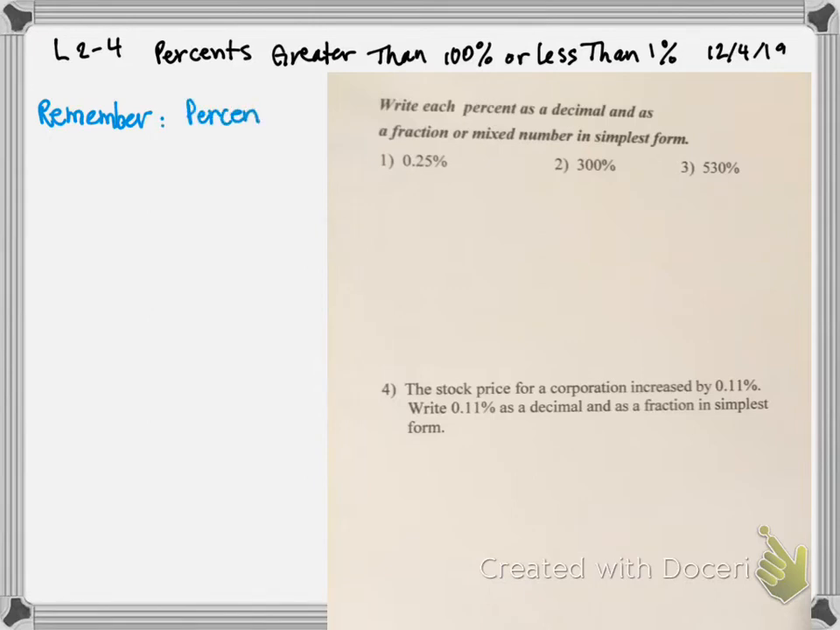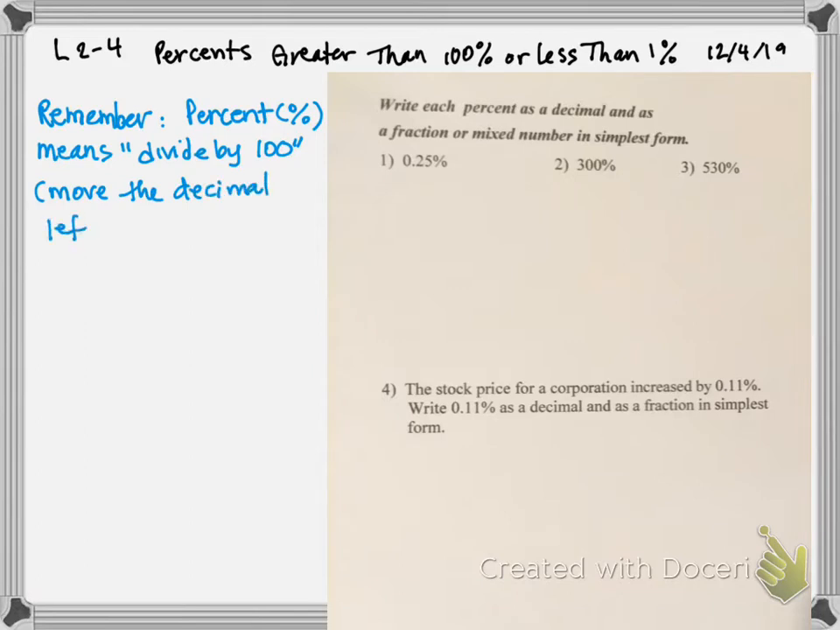Remember, percent, either written as the word or as the symbol, means divide. Per means to divide by, and cent means 100. So to divide by 100. Now, how we interpret that mathematically is it makes us move the decimal left 2 places.